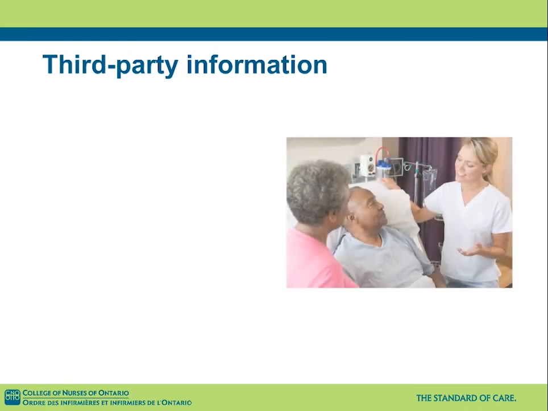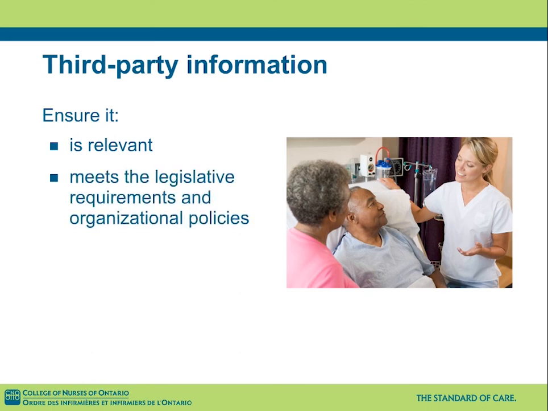When information about a client's health is obtained from a third party, for example family members, nurses have to use their clinical judgment to decide if the information is relevant to the client's current status and likely to have an impact on the client's care. You need to be aware of legislative requirements and organizational policies to help you decide what documentation is required. If you are unsure of what is relevant to document, discuss it with members of the team.